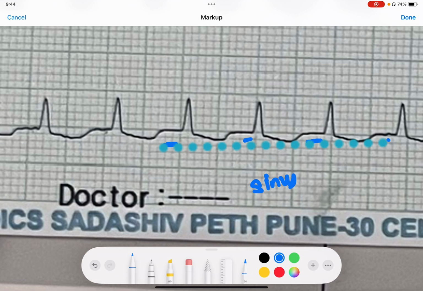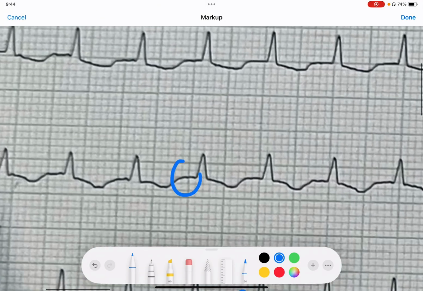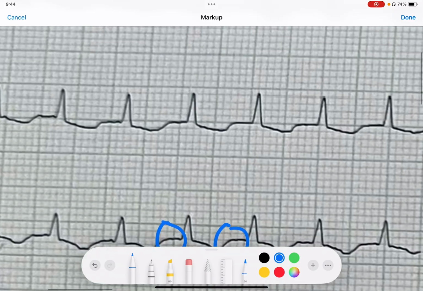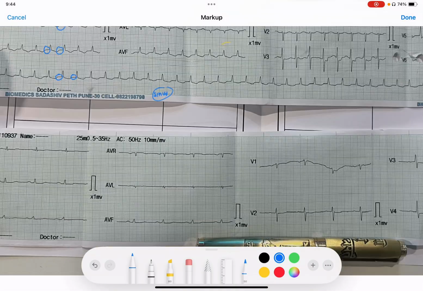So the chances of it being sinus tachycardia are very low. This is not a sinus tachycardia, because in sinus tachycardia we will see very well-defined P waves, but the P waves are not there. It's very difficult to find a P wave because it is not there at all.